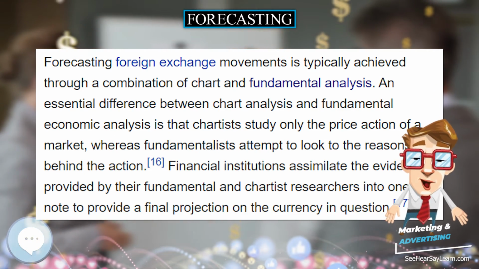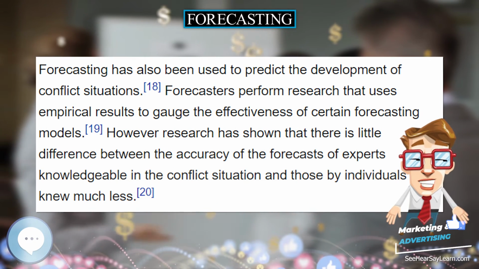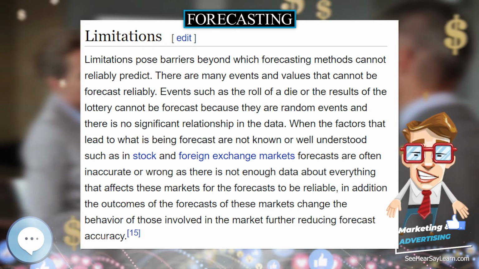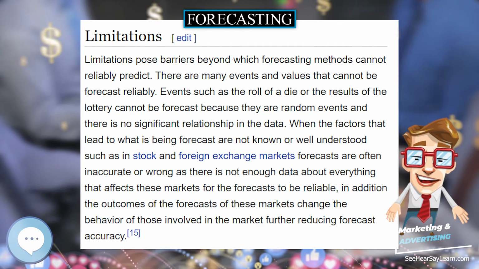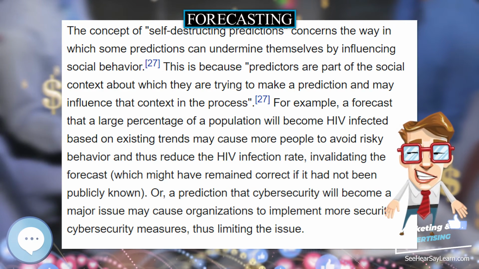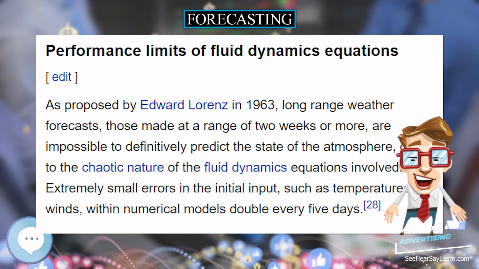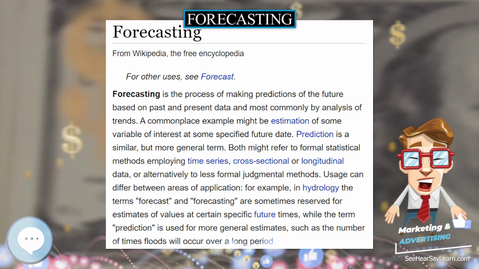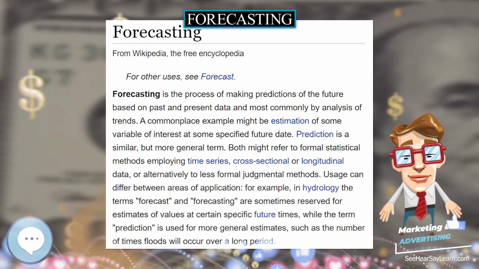An essential difference between chart analysis and fundamental economic analysis is that chartists study only the price action of a market, whereas fundamentalists attempt to look to the reasons behind the action. Financial institutions assimilate the evidence provided by their fundamental and chartist researchers into one note to provide a final projection on the currency in question. Forecasting has also been used to predict the development of conflict situations.